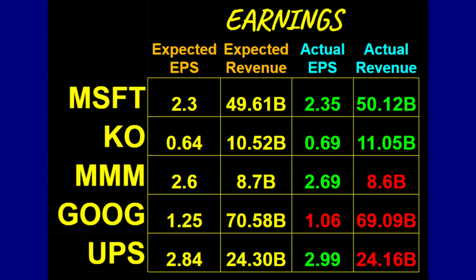So overall, there are some big positives here. Microsoft and Coca-Cola are big companies, and they're showing strength. 3M, I think everyone was expecting bad and they came in mixed, so that I think is good. Google, I think, was the big upset of the day, and UPS, I think, is more expected and in line with maybe what people were thinking.